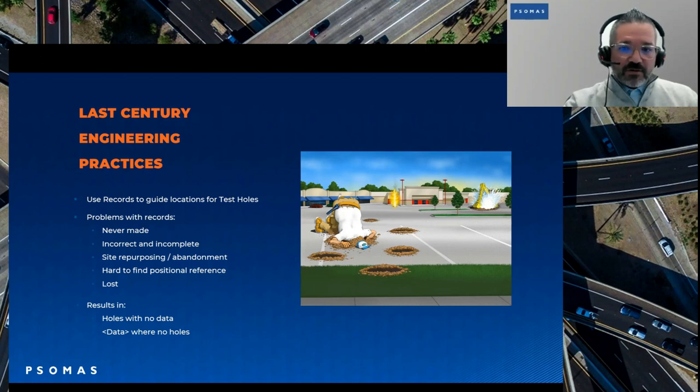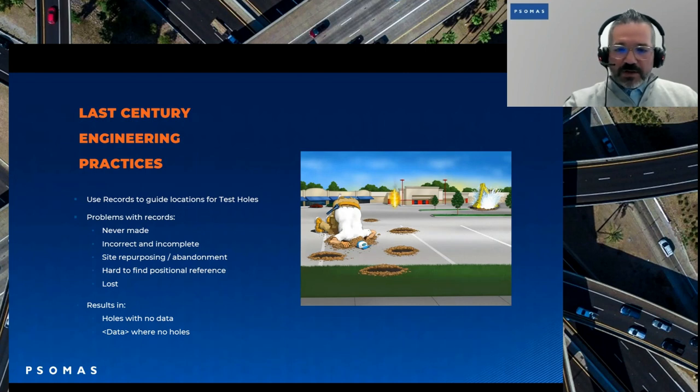Here in California, we had a big fire in the 1910s and the 1920s that just took out records. So we lost a lot of our records here in Los Angeles because of that. What did this result in? Holes with no data, or data where there are no holes. Because we're punching holes in the ground trying to find the utilities, we'd have holes that were of no use, but you spent all that money punching a hole in the ground. So it just was like, okay, there's got to be a better way of doing this.